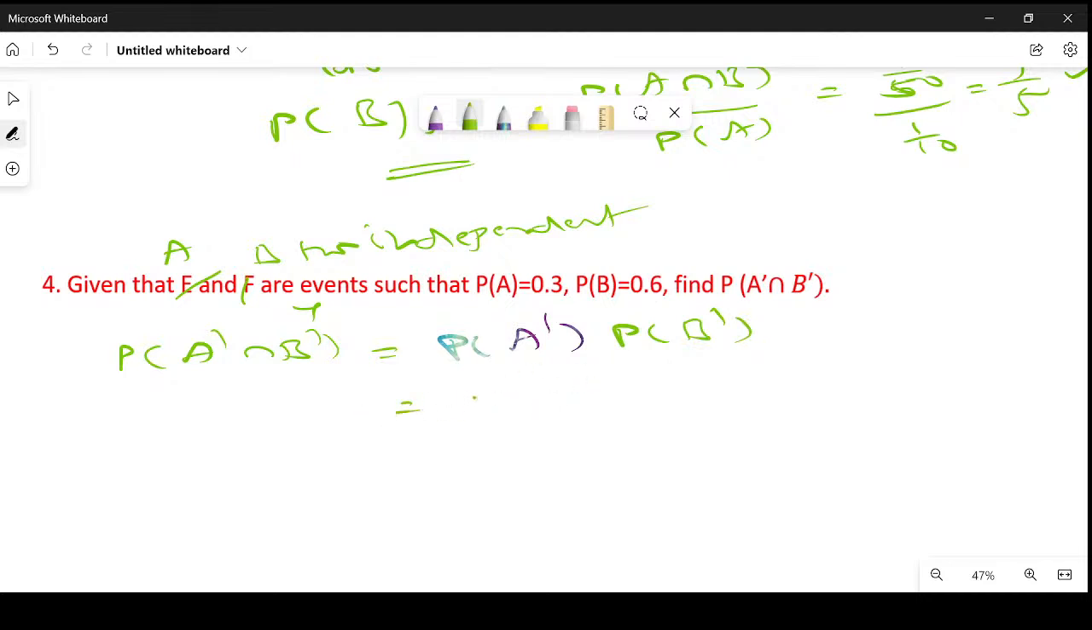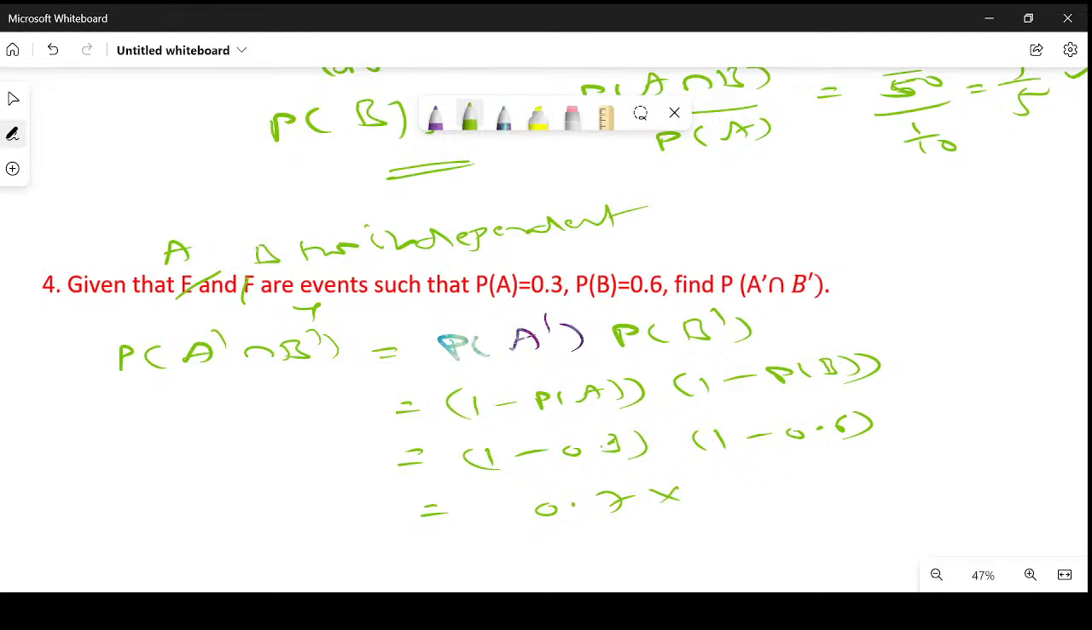So I can write this is 1 minus P of A, and this is 1 minus P of B. So you can write 1 minus 0.3, and this is 1 minus 0.6. That is 0.7 into 0.4, which will be 0.28. 0.28, a simple question, but you do the changes that I have done here, and you can follow that. This is the fourth one, a simple one.